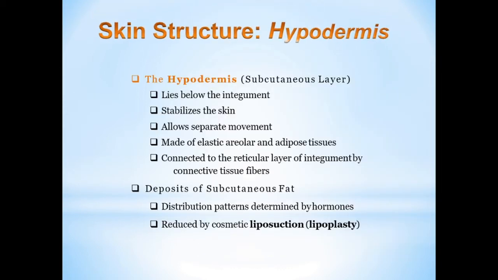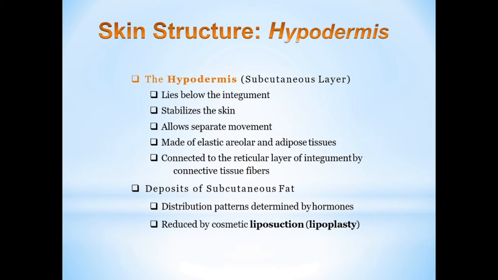Now we will see the hypodermis or subcutaneous layer. This hypodermis lies below the integument. This hypodermis stabilizes the skin. It allows separate movements. It is made up of elastic areolar and adipose tissues. It is connected to the reticular layer of integument by connective tissue fibers.